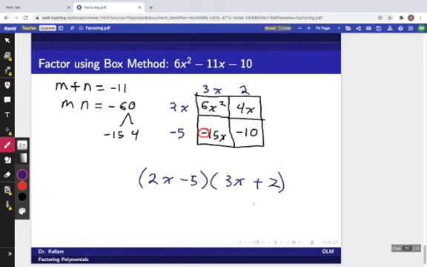Four different methods for factoring our trinomial, for organizing our work.